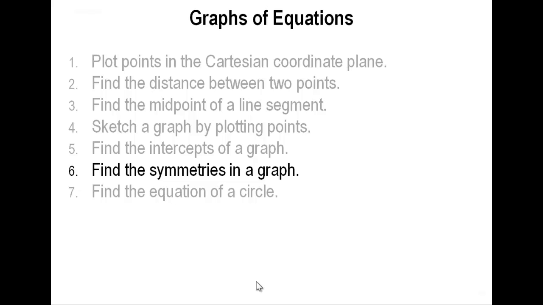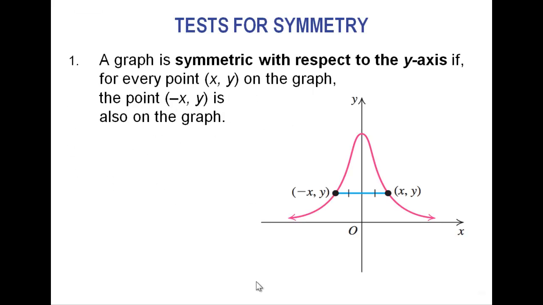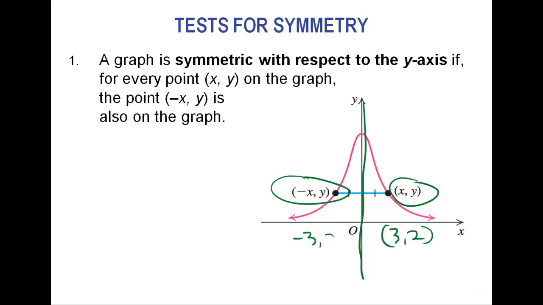So to find the symmetries in a graph, all we have to do is look at it and go, duh, it looks pretty symmetrical. But algebraically what it means is every time we have a point x,y, we know we have to have the opposite, negative x,y, also in that graph. And that's if it's symmetrical to the y-axis, i.e. does it have vertical symmetry? If we draw a vertical line through it, is it going to be the same shape in both directions? And if it is, this will happen: every time we have 3, 2, we have to have negative 3, 2 as well, etc., etc.